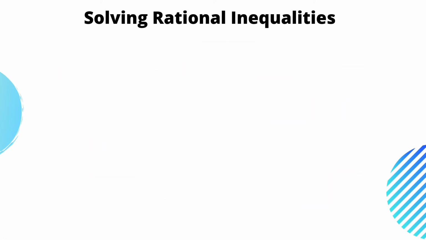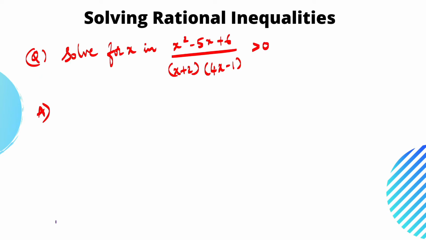Okay, so we will now solve the rational inequalities. How can we calculate the range of the inequalities? So the first question is, solve for x in x square minus 5x plus 6 by x plus 2 into 4x minus 1 is greater than 0. Now, we do not know whether the denominator is positive or negative, so we cannot take this to the other side. What we shall do is multiply the denominator value with the numerator and denominator, right? So let us see how.